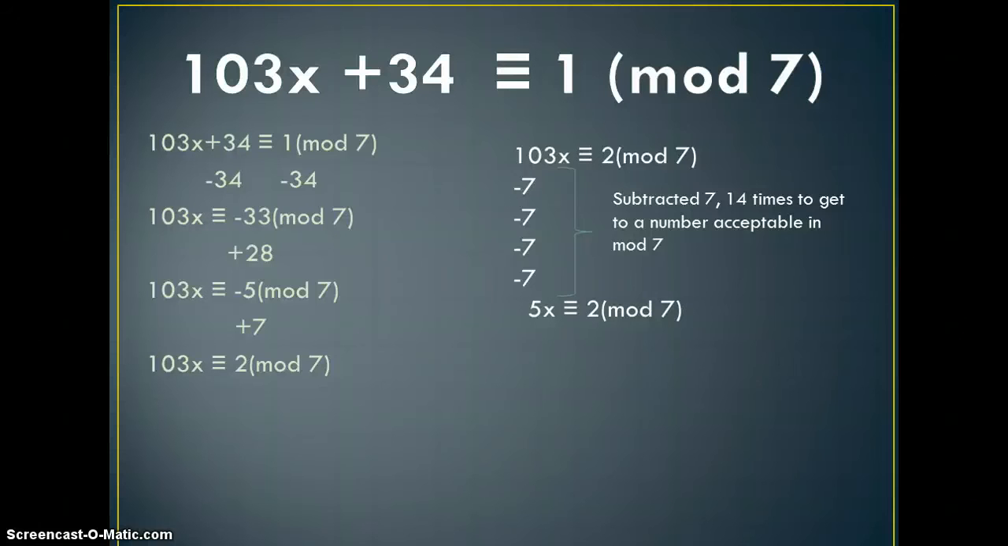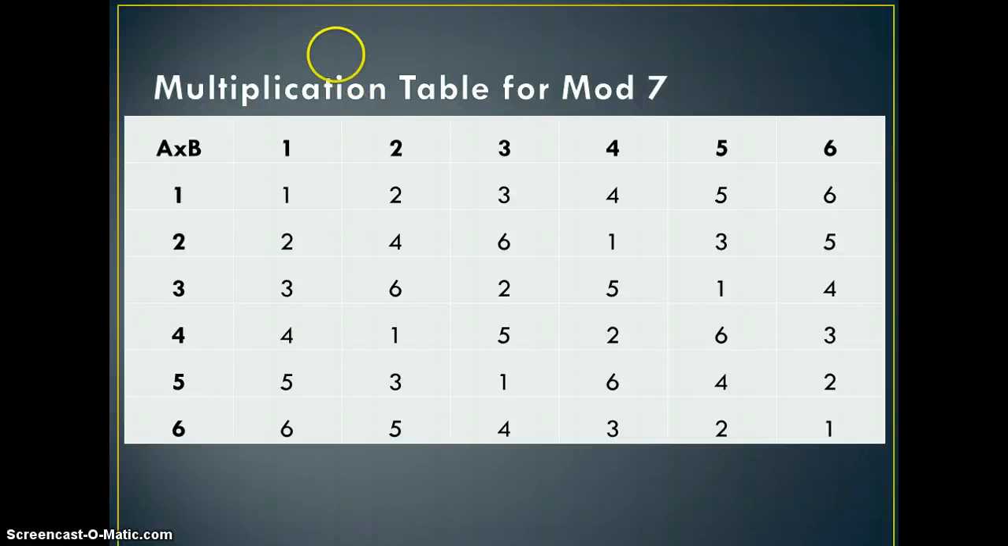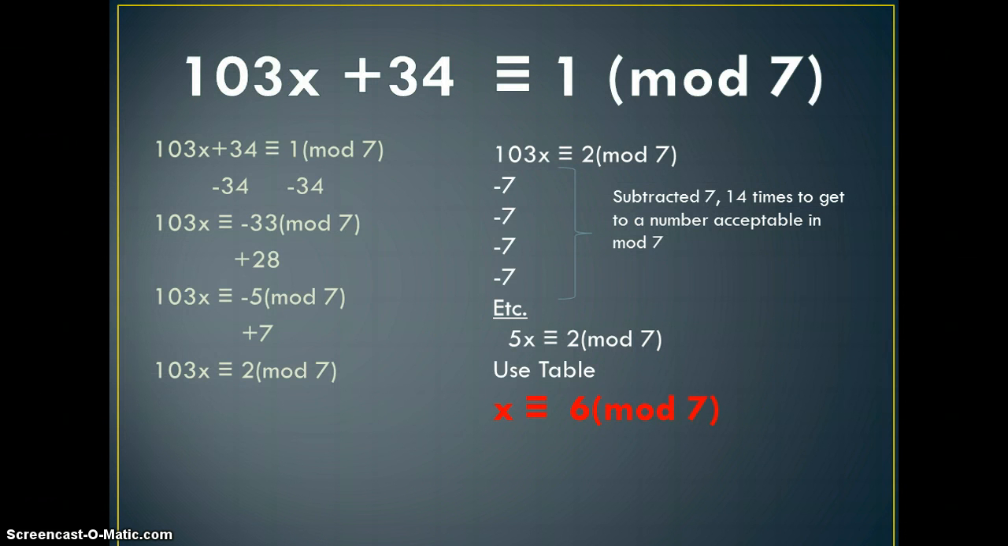Now that we have a small, nice equation like that, we're going to use our table again and look for the 5. We know the product is 2, so we go all the way over here and find our product being 2. Then we can look right up here, and our x, or b, is 6. Therefore, x is congruent to 6 mod 7. And that is algebraic equations in mod 7.